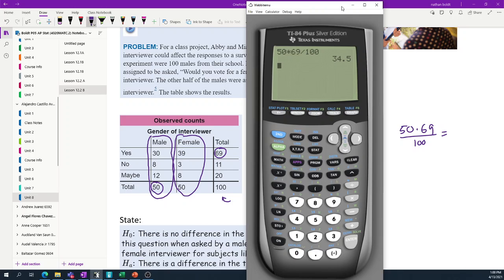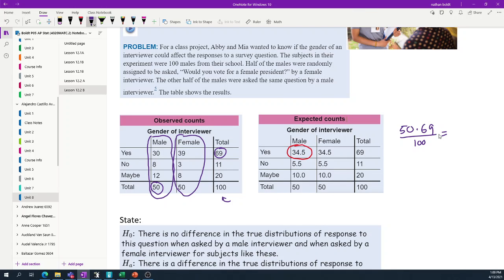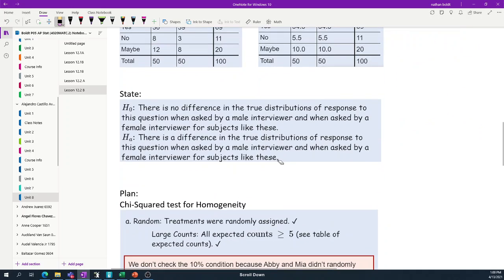34.5. There we go. Now, of course, our calculator will do that whole thing for us, okay? So you do not have to do each one of those numbers by hand like that. It is important for you to know where those came from, but the calculator will do that for us here in a bit.